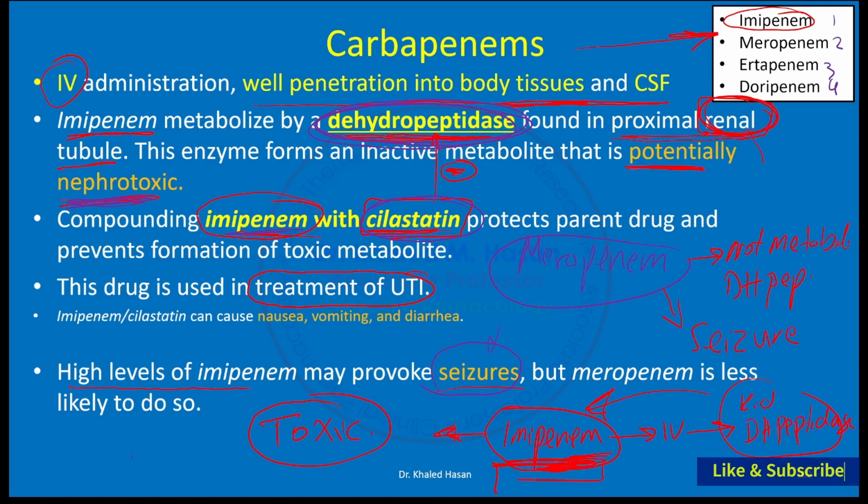Number one, not metabolized by the enzyme in the proximal renal tubules, and there is no risk of nephrotoxicity. Number two, this medication, meropenem, does not cause seizure. Please remember, these medications are prescribed IV.